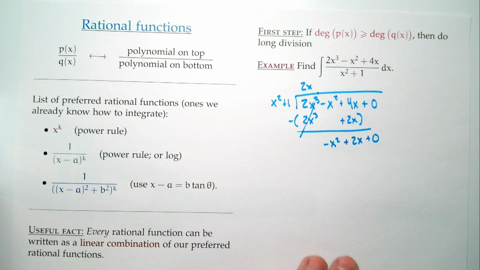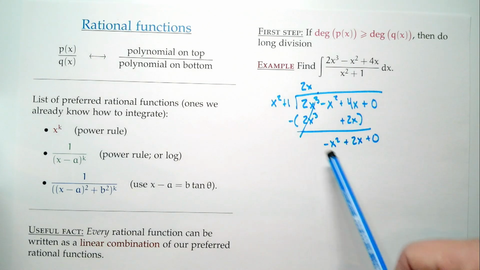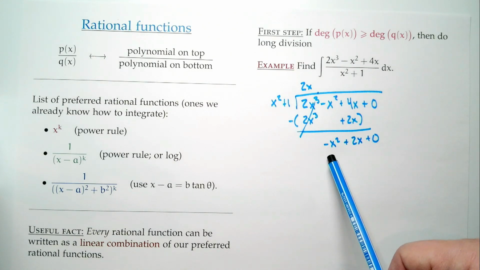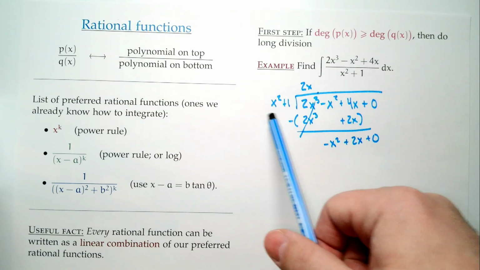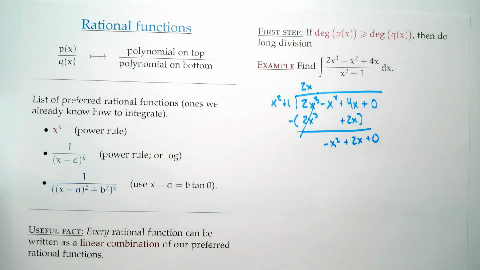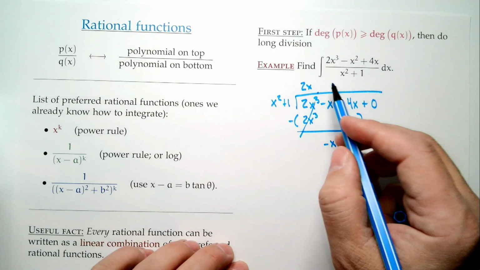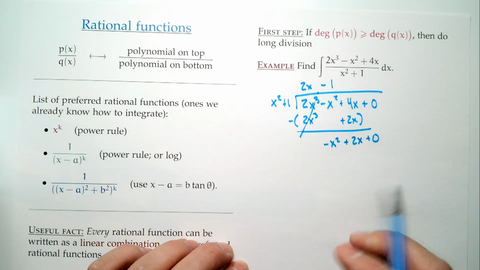Now we repeat the question. Look at the highest powers. I have x squared. I want minus x squared. What do I multiply x squared by to get minus x squared? Negative 1. So I'm going to put a negative 1 up here to keep track of what I multiplied by.